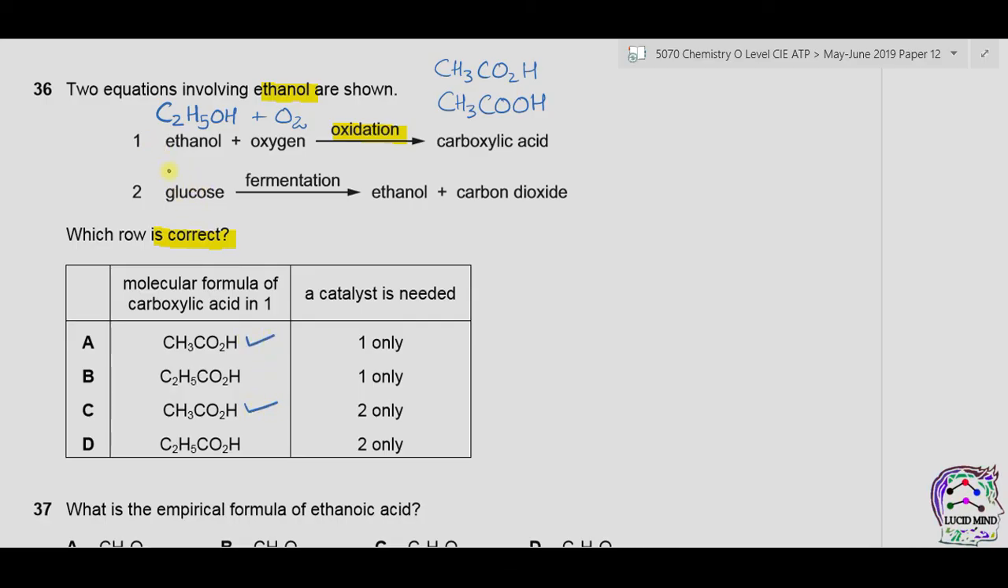In the second reaction we have glucose, which is C6H12O6, and fermentation leads to ethanol, which is C2H5OH, along with carbon dioxide. Now this reaction does require a catalyst, which is yeast. In the first reaction a catalyst is not required, so therefore it is C. The answer is therefore C.